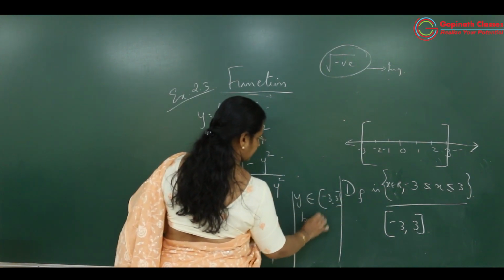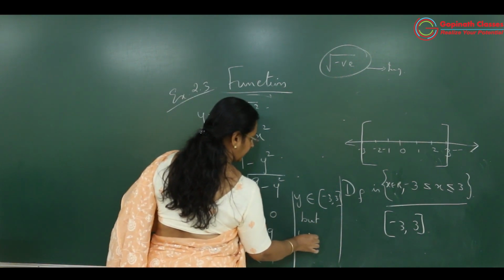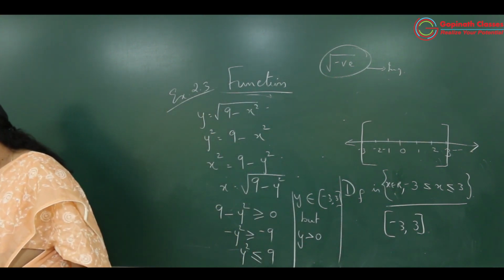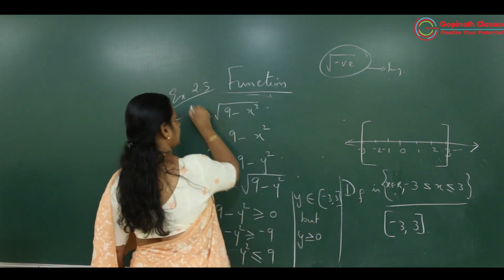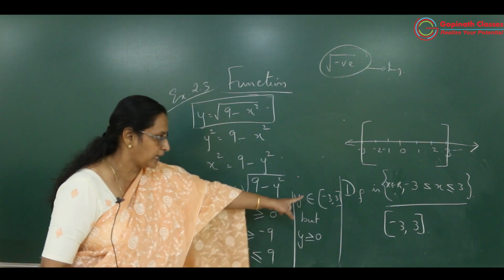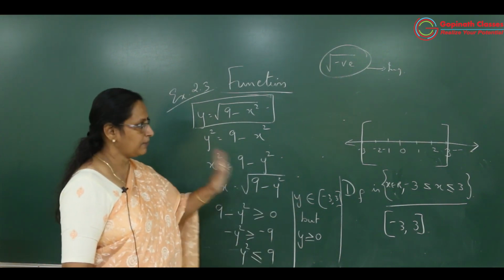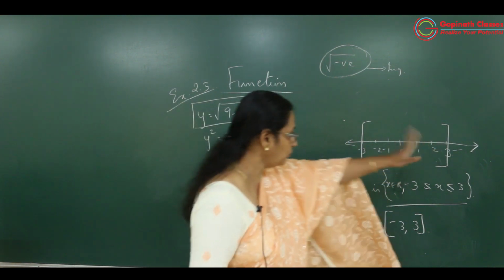But what happened? y has to be greater than or equal to 0, isn't it? Because what is y? y is nothing but this. It should always be positive or 0. It cannot go negative. So can we include this -3? No. -3, -2, these cannot be included. It can go only from 0 to 3.